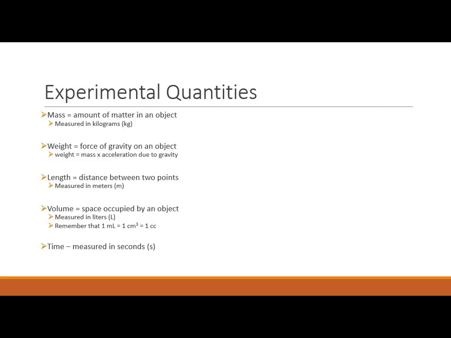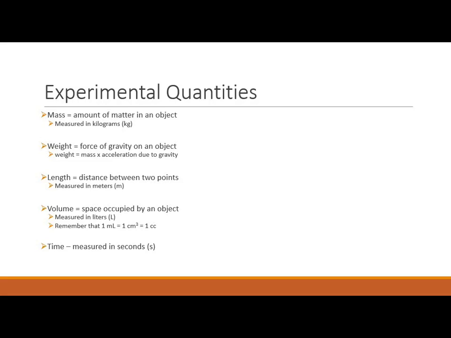So let's go ahead and discuss some of the experimental quantities that might be useful when we are talking about chemistry. Okay, so the experimental quantities that you should know about would be first mass, right? This is the amount of stuff in an object, the amount of matter that is in an object. This is typically measured in kilograms or grams, right?